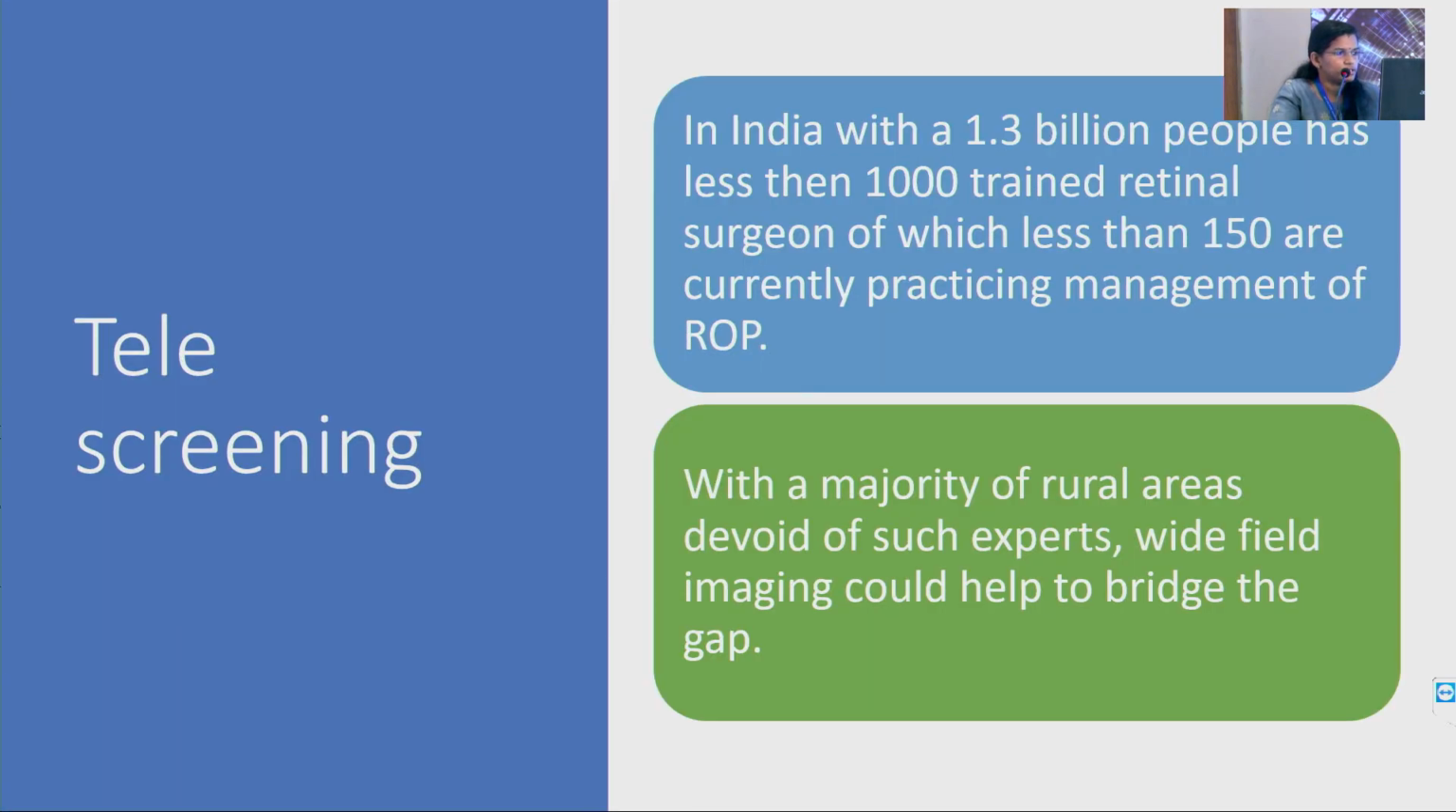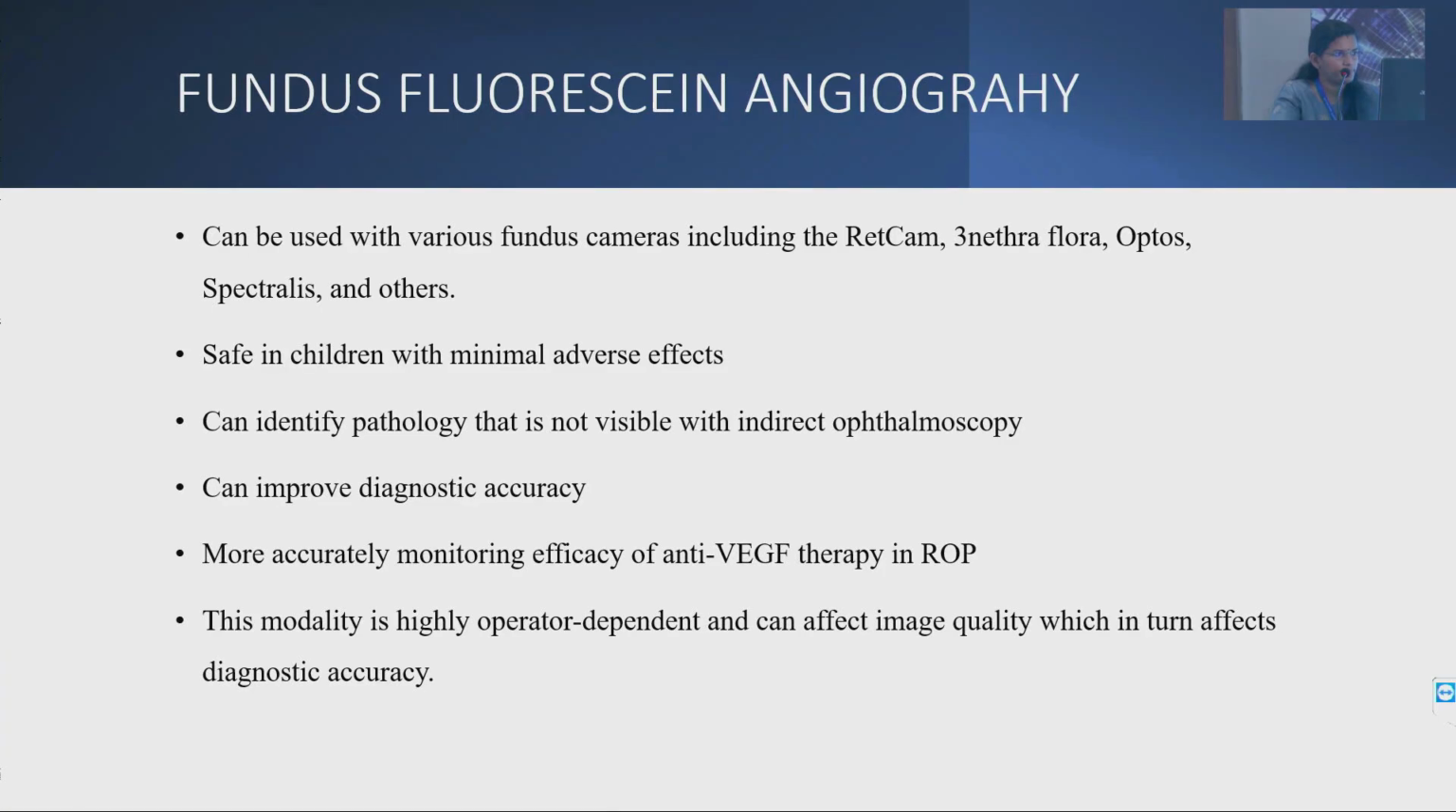The importance of tele-screening in India is that India, with 1.3 billion people, has less than 1,000 trained retinal surgeons, and less than 150 of them are currently practicing the management of ROP. So with the majority of the rural areas devoid of such experts, wide field imaging helps to bridge this gap.